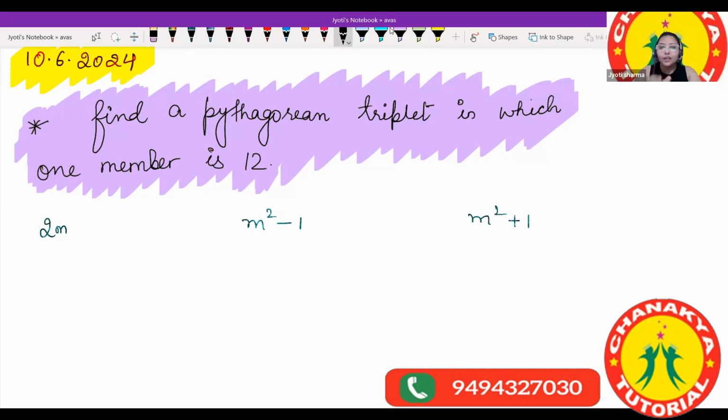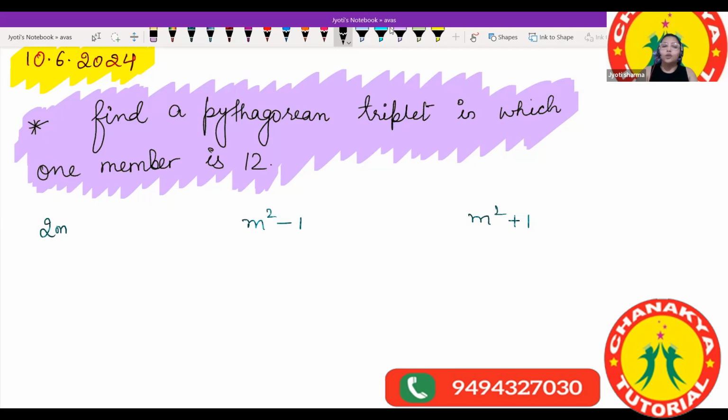Okay, let's start. I gave you three ways. I told you three, if they are Pythagorean triplets. Now, if I am saying one member is 12, yes. Ma'am, I'm actually not getting this Pythagorean triplet. Lasya, you can refer to the recording as well, right? Yes, ma'am. Could you explain this question, ma'am?